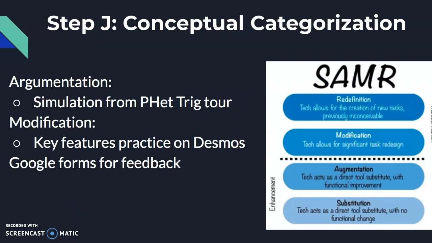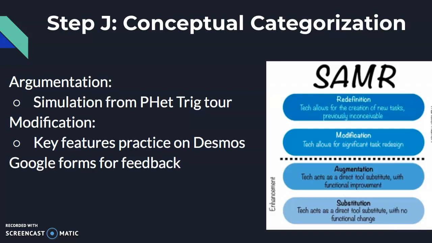Conceptual categorization, we use the SAMR model, and for the A, argumentation, that was our simulation from the PhET trig tour. So basically just students having to fill out a table with the unit circle values allowed them to use their previous knowledge. They then applied that knowledge to a graph, which they've done transformations of graph, and were able to relate it to the new material and how you can see the unit circle being graphed.